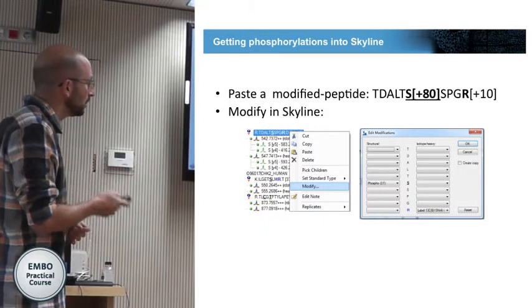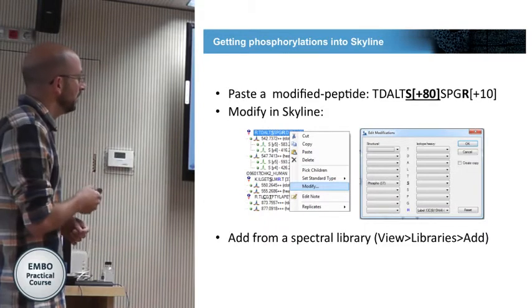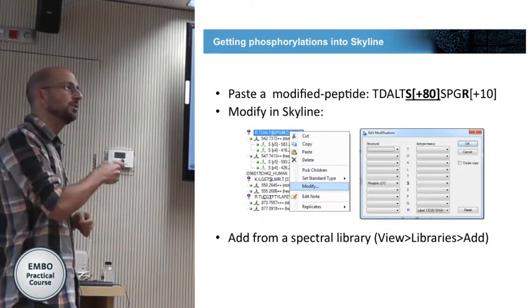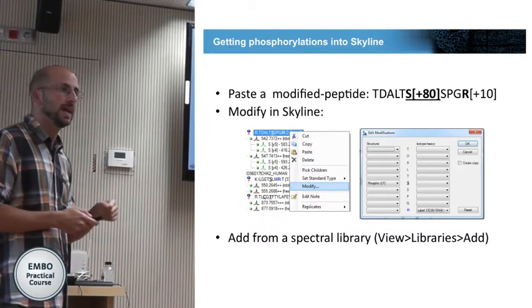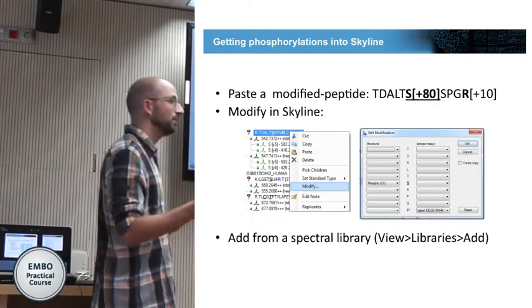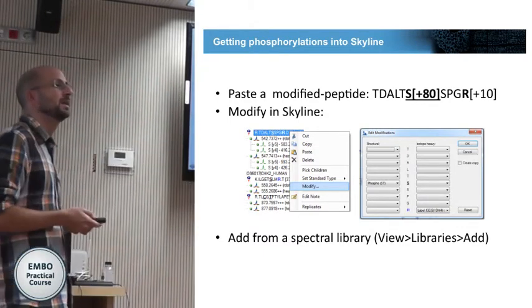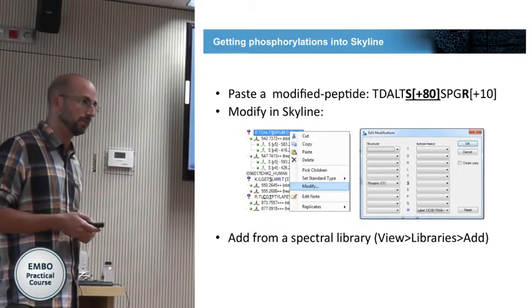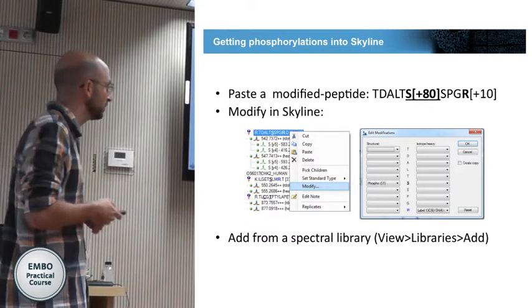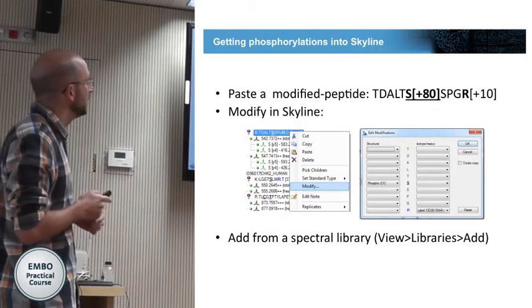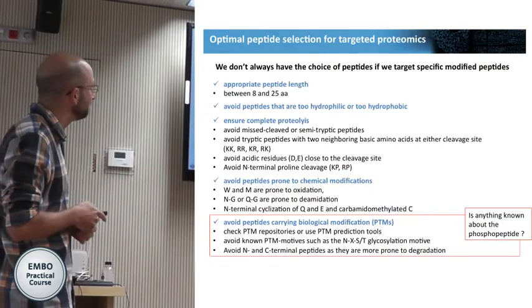And the third option, which again I don't show you live, is you can go to a spectral library in view, and you could go to libraries, you can pick a peptide you find there, and you can add it as a modified peptide. So there are different ways to paste in phosphorylated peptides. This, of course, applies to any type of peptide. It's not only about phospho specifically. So that's just to get you on how to get the phosphorylations into Skyline.